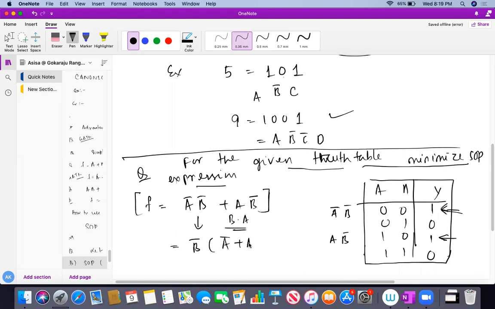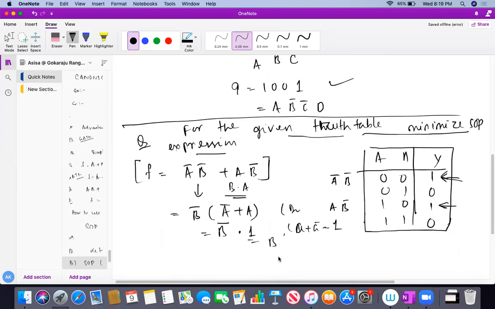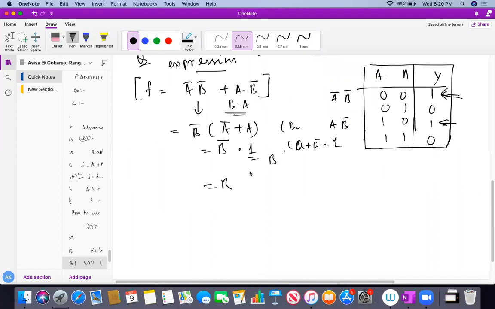A bar or A, which is nothing else. B bar. A bar or A is 1. So I have used existence of complement, distributive law, all these things I am applying here. Existence of complement, A or A bar is 1. And finally B and A is B. So I have solved it to B.